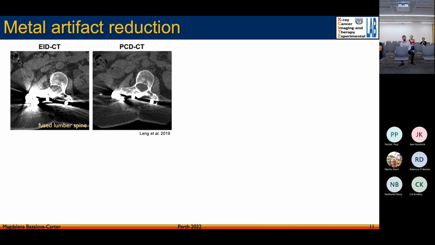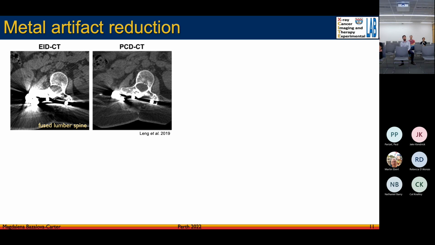Okay, and almost the last one is metal artifact reduction. Again, metal artifacts are more pronounced for low energy X-rays. So if we can pick the high energy X-rays in our image, we should be getting reduced metal artifacts. And this is the case for this patient who had a fused lumbar spine. You can see in the EID-CT, we see lots of metal artifacts. Basically, whenever you have two metals, the area between them shows up as air. And of course, we know that's not the case.